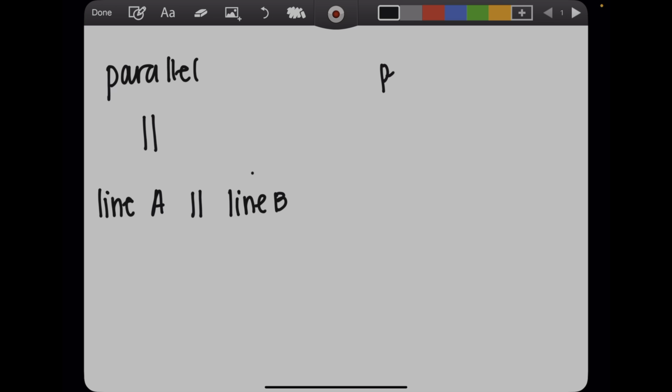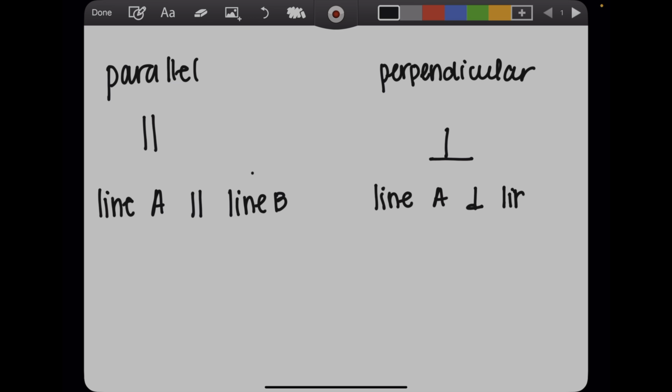Then on the other hand, we have perpendicular lines, which form a 90-degree angle and are represented with this symbol. So if we wanted to say that line A is perpendicular to line B, we'd show it this way.